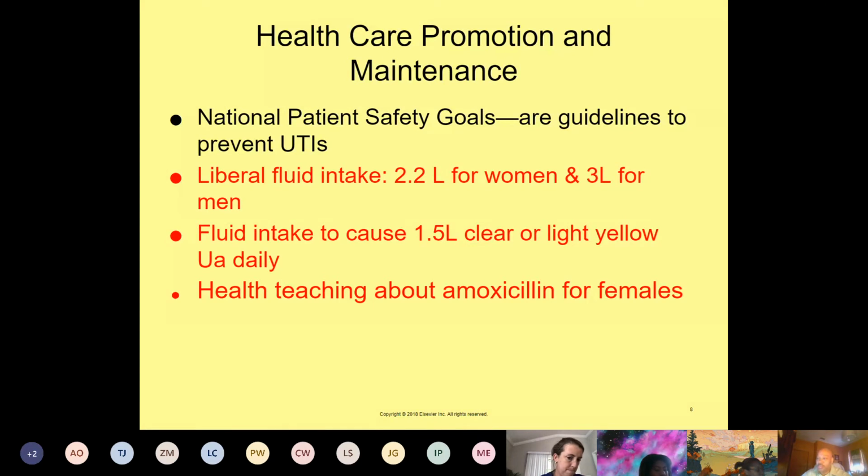So patients with recurrent cystitis should be encouraged to drink adequate fluids every day, and also to take hormone replacement therapy. Because usually when women are going into menopause and they have lower estrogen, they're more susceptible to UTIs as well. So that's why they're encouraged to take the hormone replacement therapy.